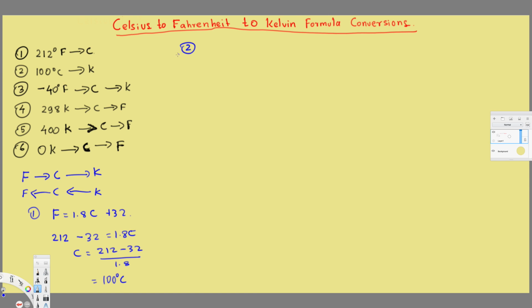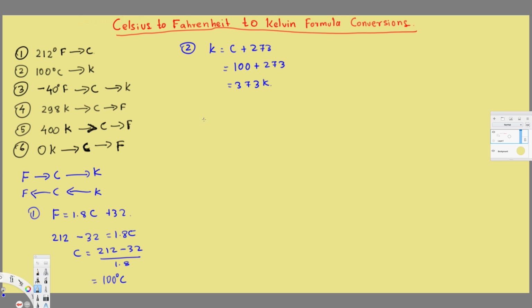Let's do the second one right here. We have to convert this 100 degrees Celsius to Kelvin. To convert Celsius to Kelvin, we just simply add Celsius plus 273. 273.15, we can just avoid it and just write 273. And here we have the value of 100 degrees Celsius. So 100 plus 273, that's going to give us 373 Kelvin, right? So this is conversion from Celsius to Kelvin.